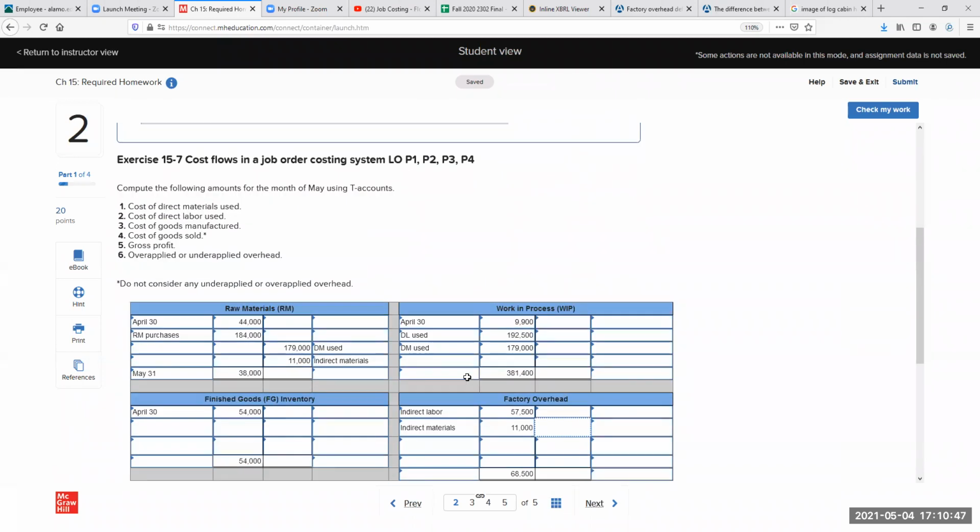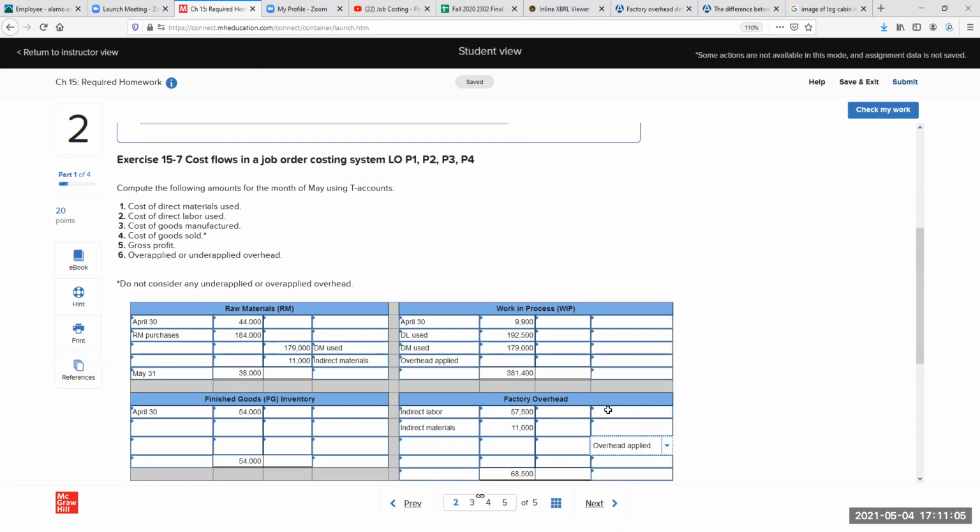All right, now let's follow the same logic with work in process. Our ending number is 19.7. You're missing a number here though. You need factory overhead. You need factory overhead applied. And over here, it's applied.